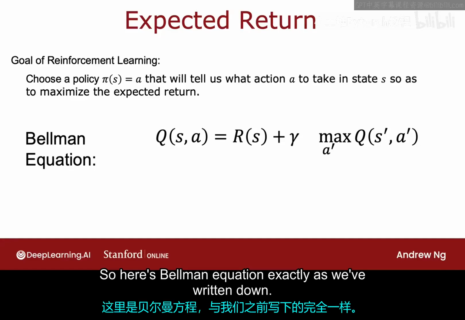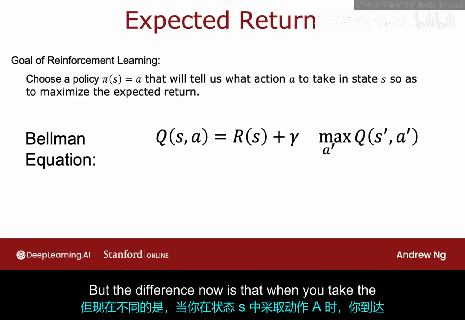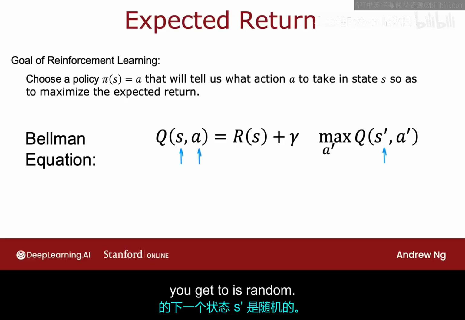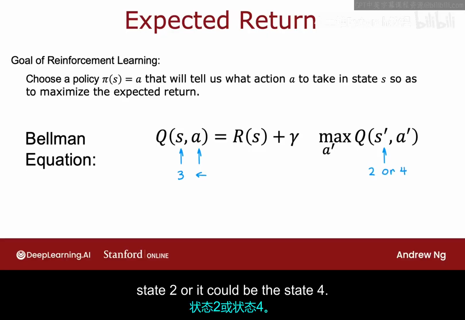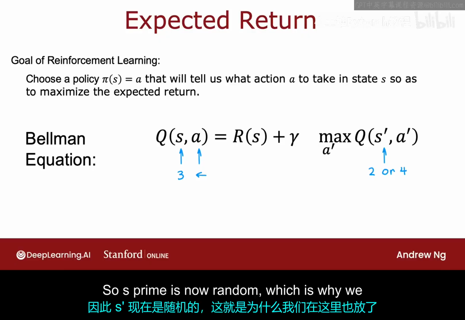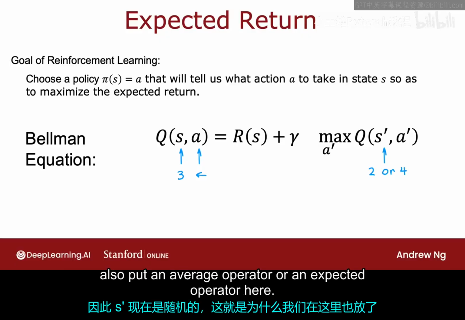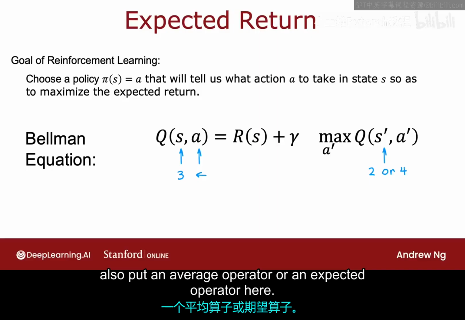So here's Bellman equation, exactly as we've written down. But the difference now is that when you take the action A in state S, the next state S prime you get to is random. When you're in state 3 and you tell it to go left, the next state S prime could be the state 2 or it could be the state 4. So S prime is now random, which is why we also put an average operator or an expected operator here.